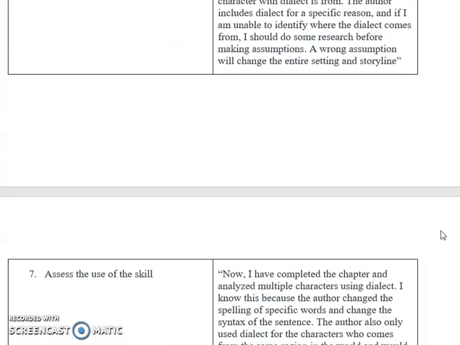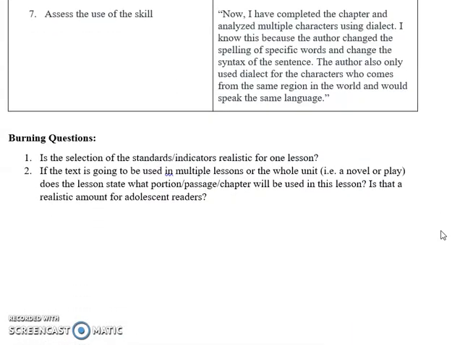as we come down, I have 2 burning questions, and the 2 things I would really like your feedback on are my selection of standards and if they're realistic for one lesson. I really always have a hard time picking standards, and just if you guys can give me some feedback on what you think, because I feel like they're very specific.